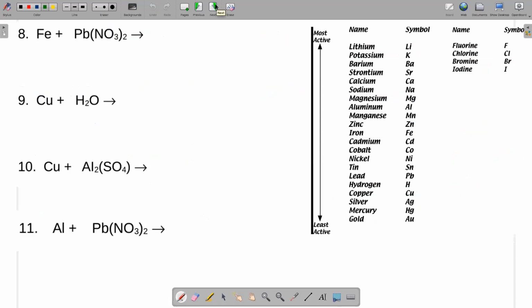All right, iron and lead nitrate. So iron's right here, and lead's much further down. Because the iron, as the single element, is above the lead, the iron will replace the lead. Now, which iron it forms is tough to know. There's iron 2 and there's iron 3, and it's not clear in this reaction.